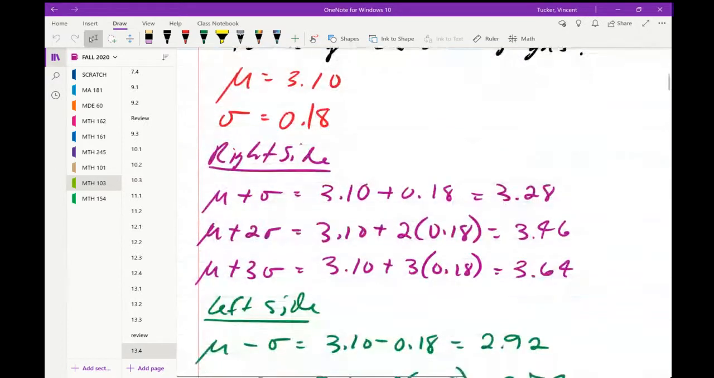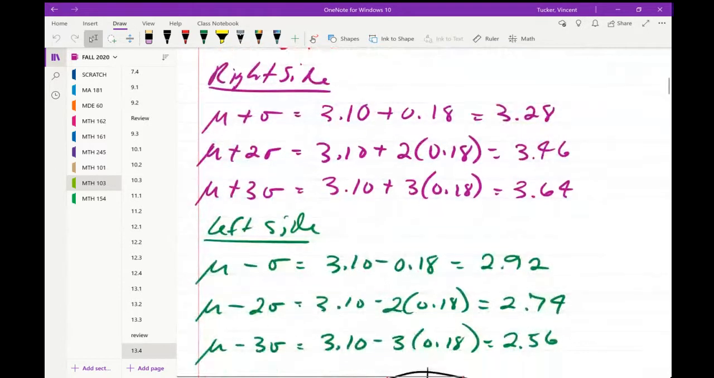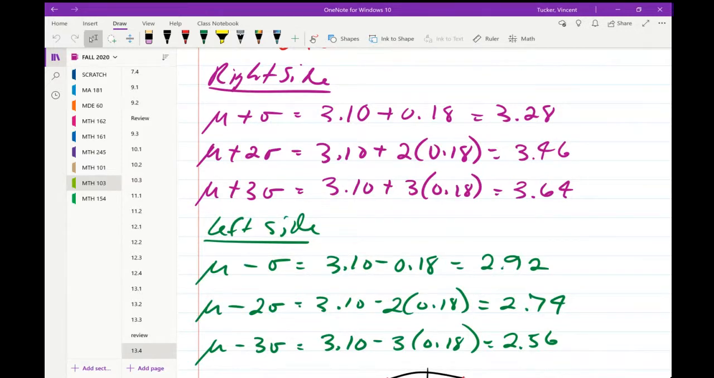And to get the left side, subtract the 18 cents 3 different times. So the first one gave me 2.92, do it a second time, gives me 2.74, and then do it a third time, gives you 2.56. Let me know if you have any questions before we keep going.